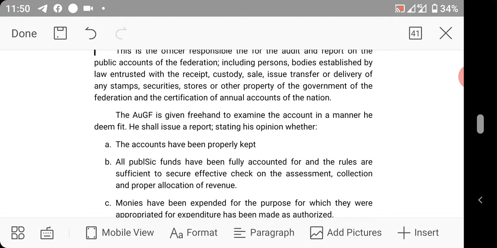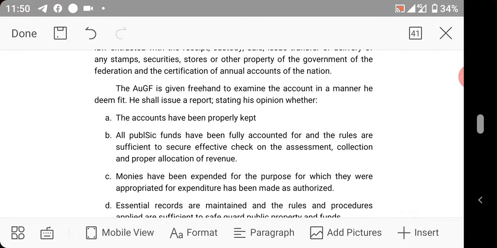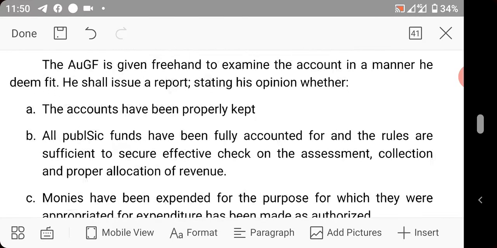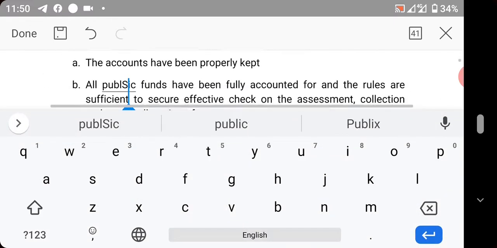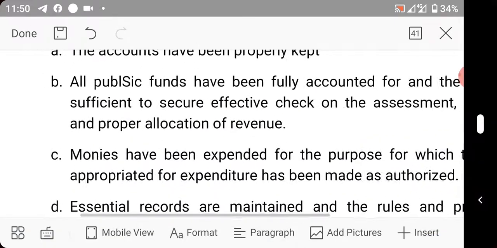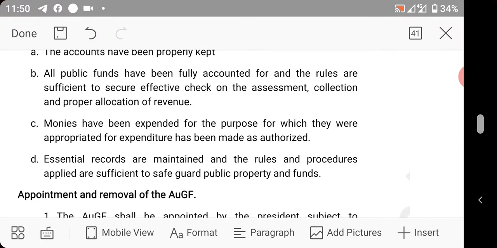That means all records were captured accordingly in accordance with the double entry bookkeeping principles. B. All public funds have been fully received and accounted for, and the rules are sufficient to ensure an effective check on the assessment, collection, and proper allocation of revenue. So these are what he would pass in his own opinion of the nature of the accounts he has examined.